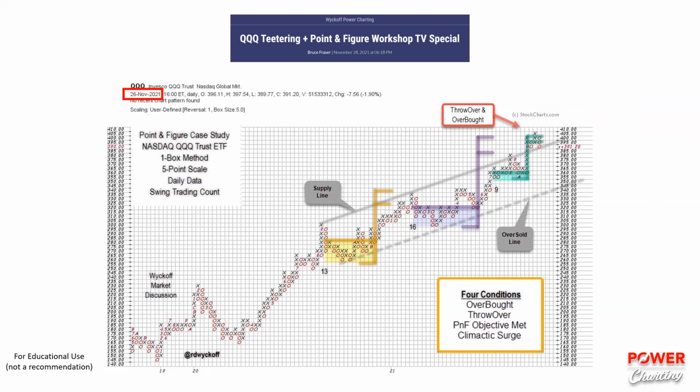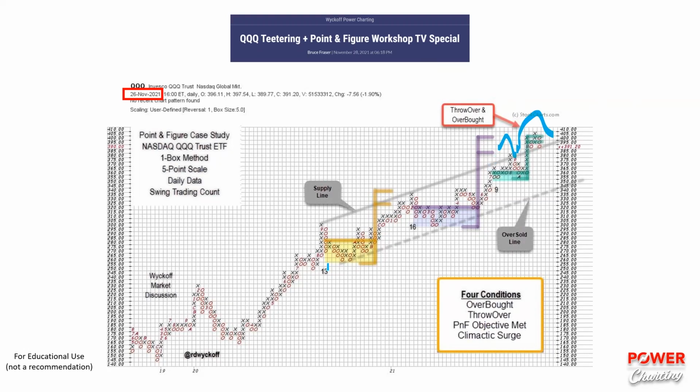late November 21, end of the month, triple Q is teetering. And I made the case that the triple Qs had run out of fuel. The uptrend was exhausted. Look at this, throw over, overbought, throw over here and here, and exhaustion of this upward stride that went back to 2020.